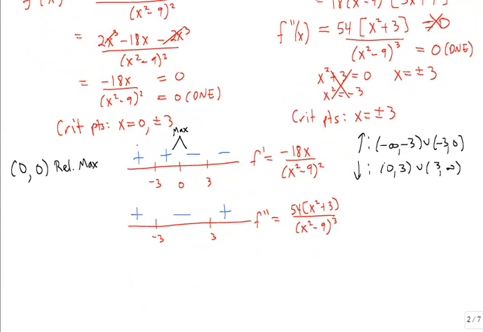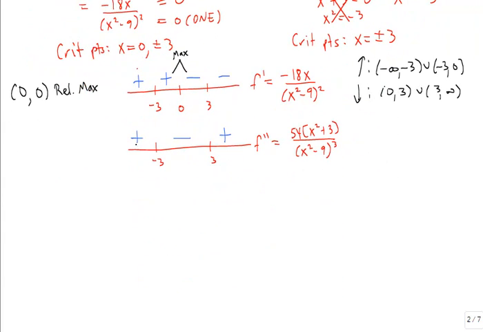Now let's go to the second derivative. Wherever you see plus signs, that is where your original function is concave up. So that's going to be -infinity to -3, union 3 to infinity, and I'm going to be concave down in between from -3 to 3.